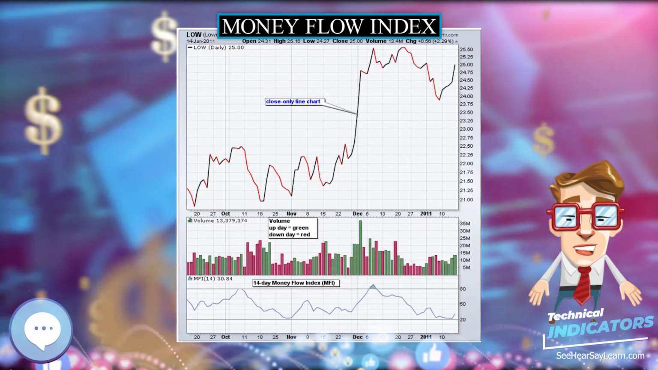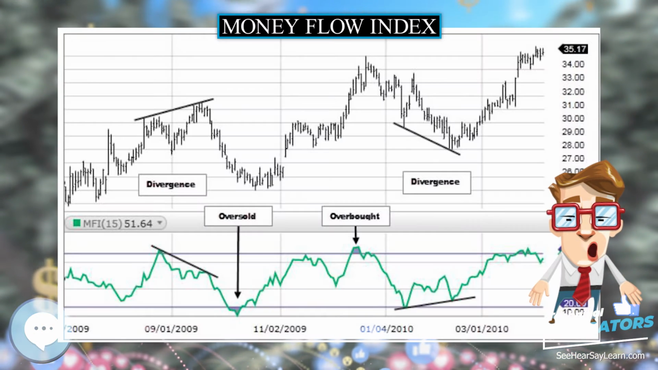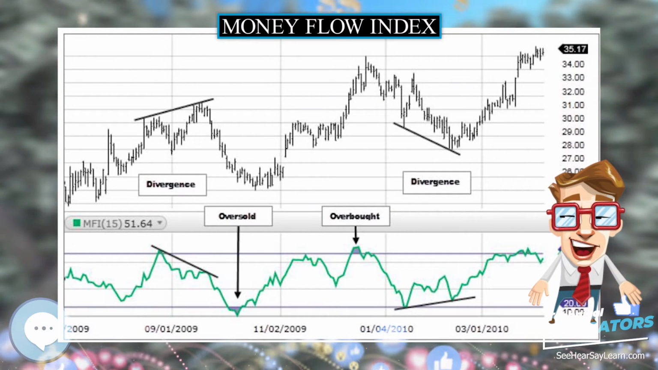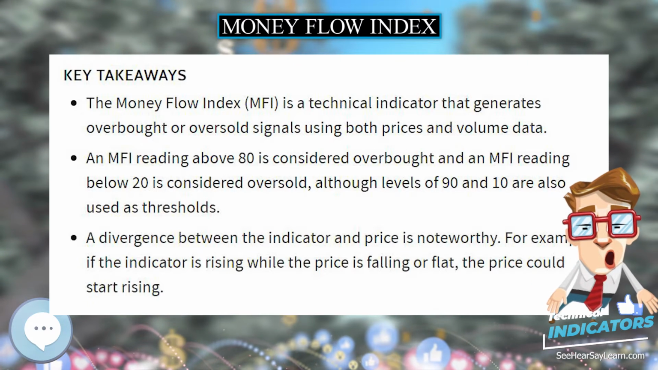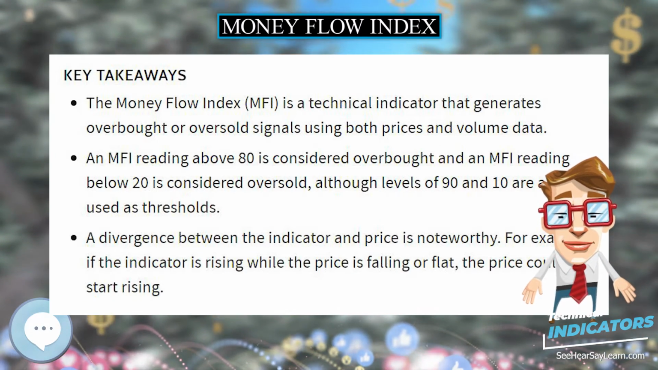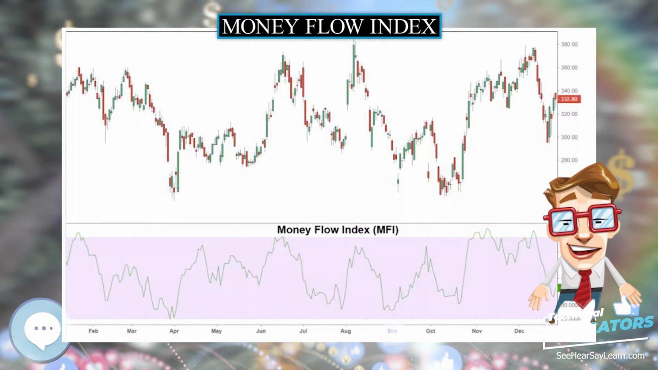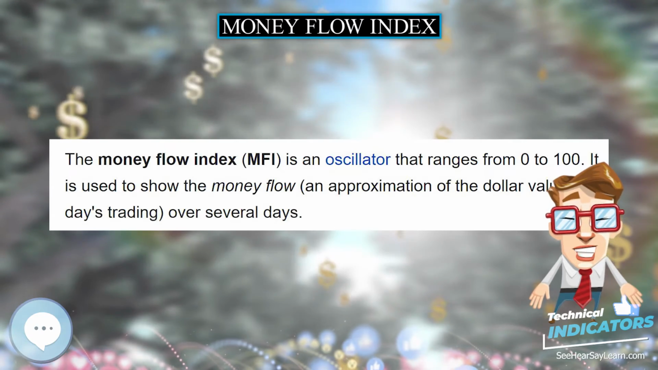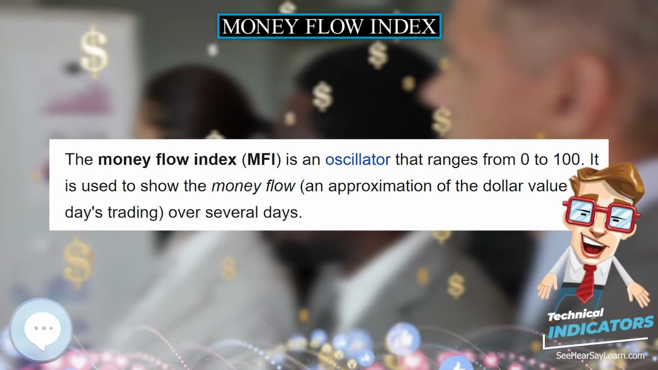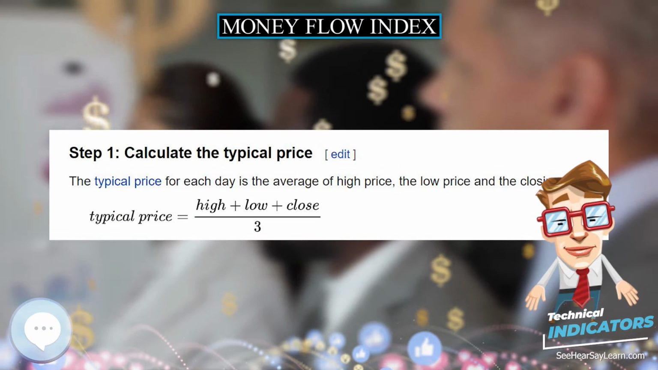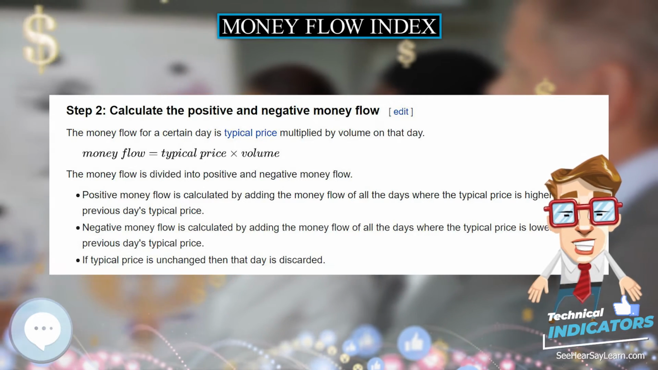Uses. MFI is used to measure the enthusiasm of the market. In other words, the Money Flow Index shows how much a stock was traded. A value of 80 or more is generally considered overbought, a value of 20 or less oversold. Divergences between MFI and price action are also considered significant. For instance, if price makes a new rally high but the MFI high is less than its previous high, then that may indicate a weak advance that is likely to reverse.